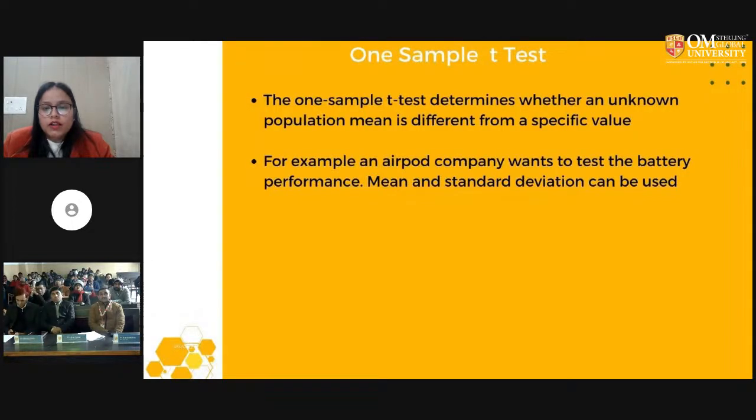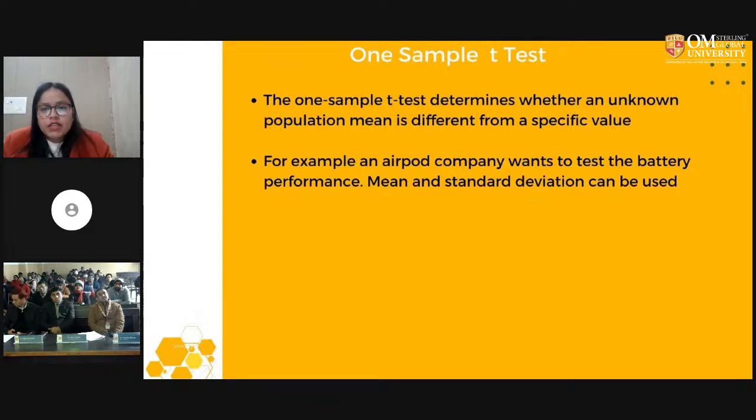Now, talking about this was all about the measures of central tendency that can be used as descriptive statistical tools. Then we have the concept of one sample t-test. One sample t-test is basically you will be able to determine whether an unknown population mean is different from a specific value or not. It will be applicable only on one variable or one sample.